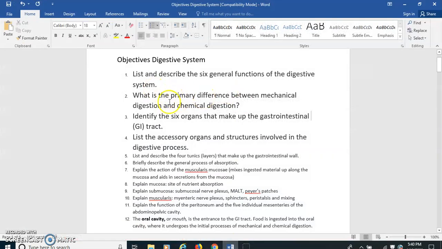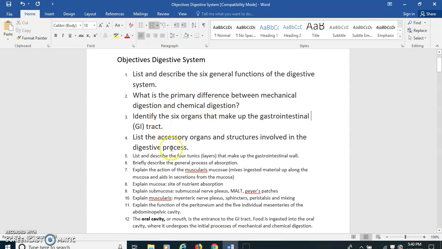The second objective is the primary difference between mechanical digestion and chemical digestion, and you would say enzymes. Mechanical digestion, no need for enzymes. Chemical digestion uses enzymes to break down or digest the nutrients or molecules in our food.